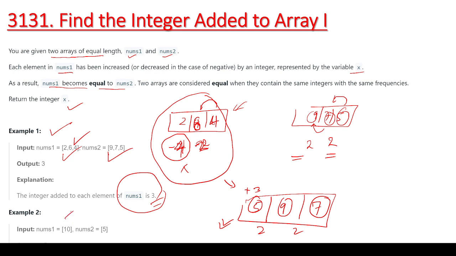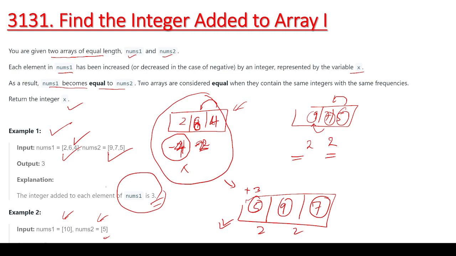Similarly, if array 1 has 10 and array 2 has 5, two elements, then obviously if we subtract 5 from array 1, they become equal, or either you add 5 to the second array. It is better to do the operation on array 1 and try to make them equal. So this is the question we have.